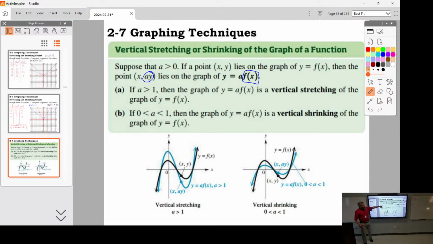If a is greater than 1, then it's a stretch. If a is between 0 and 1, then it's going to be a shrink. Half of something, 2/3 of something, obviously that's smaller. Okay. Couple pictures there for you. Questions, comments, or anything on this?